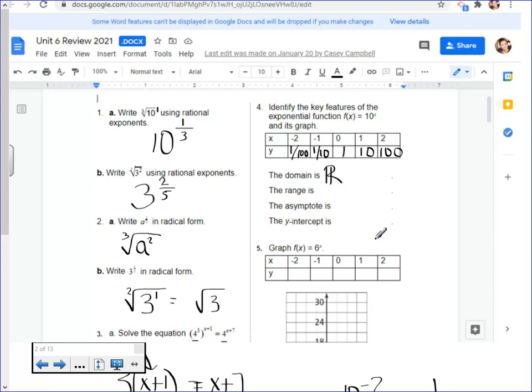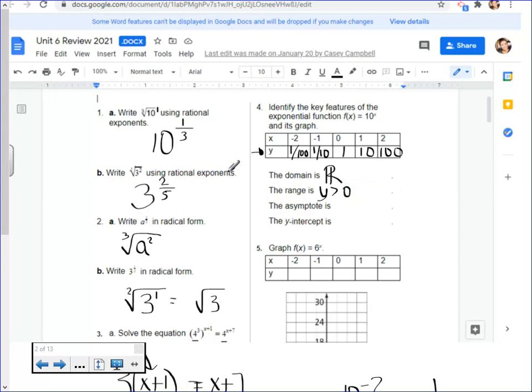That just means it does not matter what number you put in for x. It could be positive, it could be negative, it could be a decimal, it could be a fraction. All of the numbers will work. The range now, so we're looking at just our y values. What do you notice about our y values? They're all positive and greater than what number? 0. So our range is y, all of our y's, no matter what number we put, is going to be greater than 0.